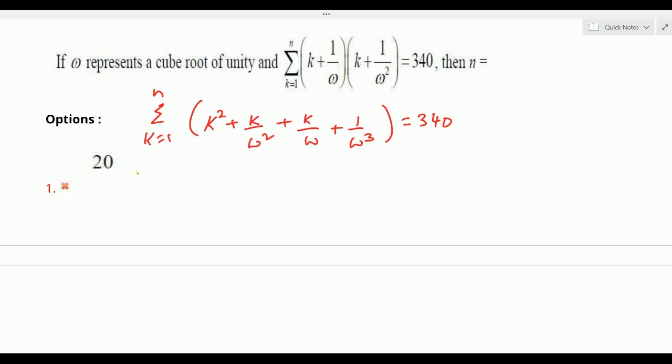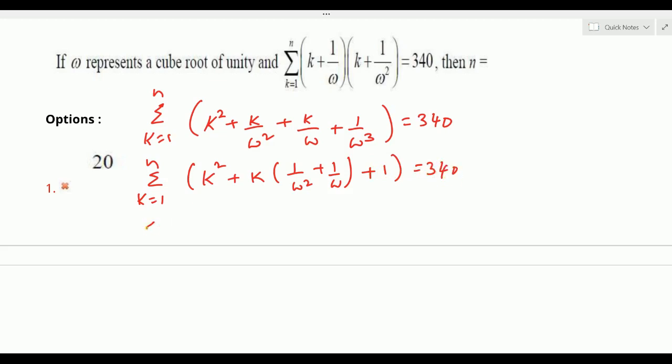Now we have to calculate like this. k varies from 1 to n, k square as it is, plus k is taken out, k is common, 1 by omega square plus 1 by omega, plus omega cube value 1, omega cube 1 కాబట్టి 1 by 1 is 1, is 340, right?